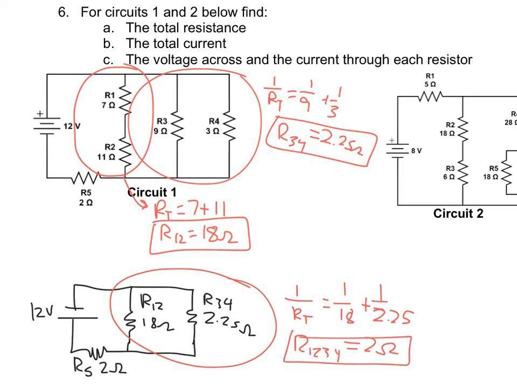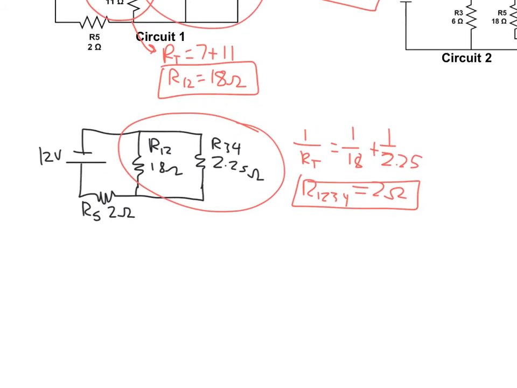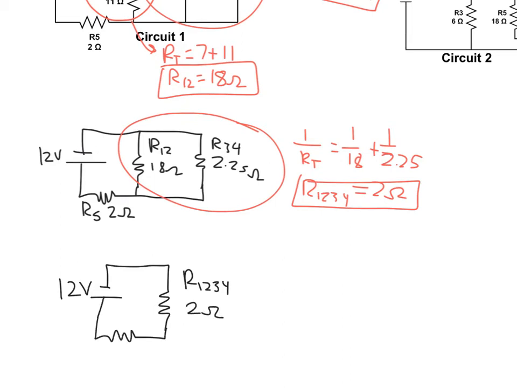We're now going to do one final redraw here, and then we'll be able to get the overall resistance of this circuit. So we still have our 12-volt battery here. It's connected to R1234, which is 2 ohms, and connected to R5, which is also 2 ohms. And so when we go ahead and solve for our overall resistance here, we end up finding that that overall resistance is 2 plus 2, or 4 ohms.